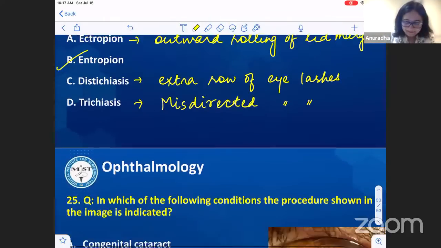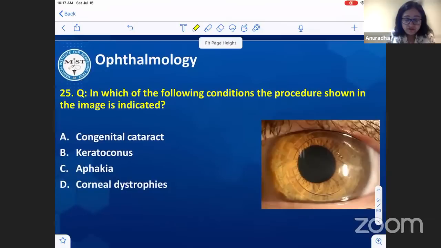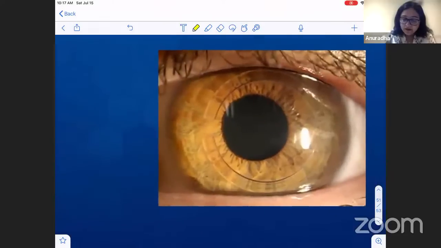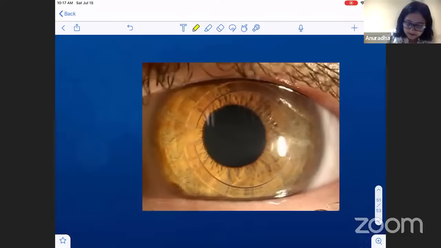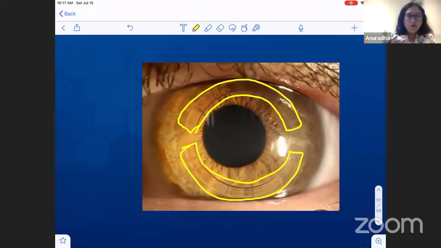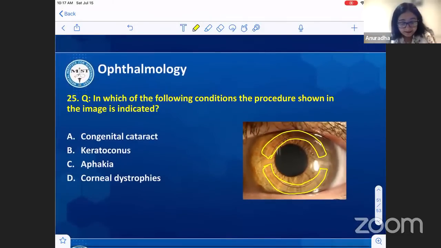Right? Okay. So coming to the last question of today's session: in which of the following conditions is the procedure shown in the image indicated, beta? So dear friends, have a look at what has been done. What do you notice here? What kind of procedure has been done? Are you able to see that there are these semicircular rings, half rings, which are implanted and they are lying over the iris? They are in front of the iris, so they are in the cornea.